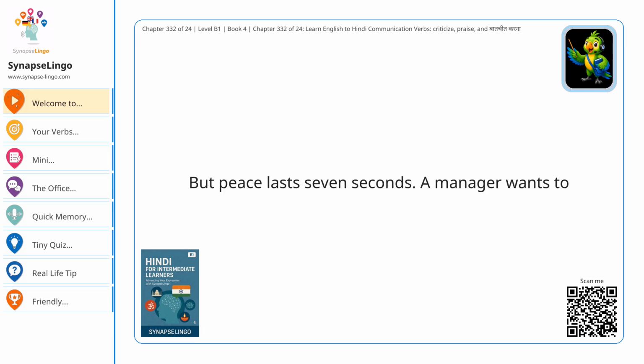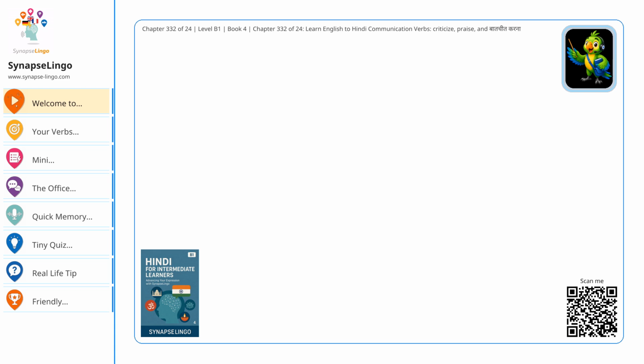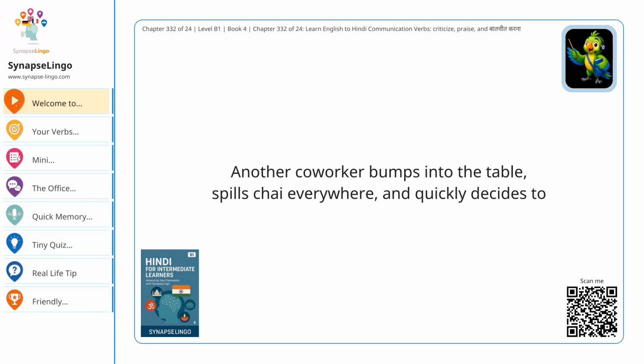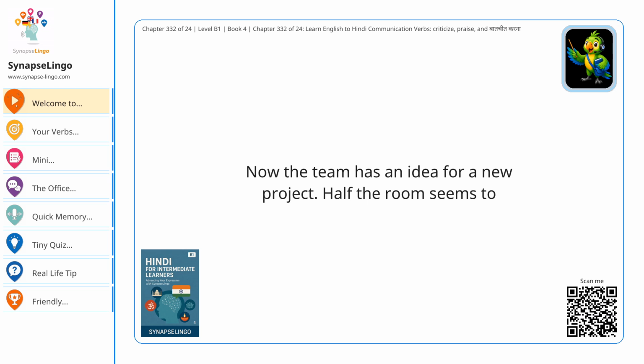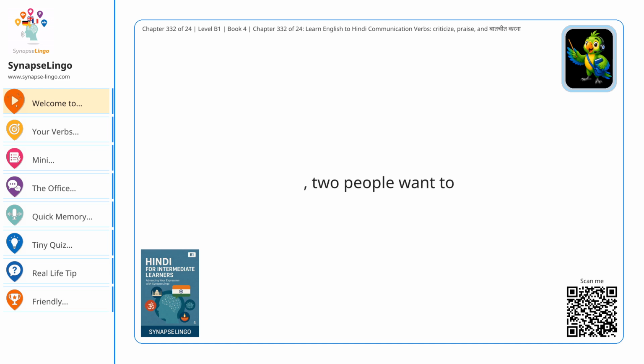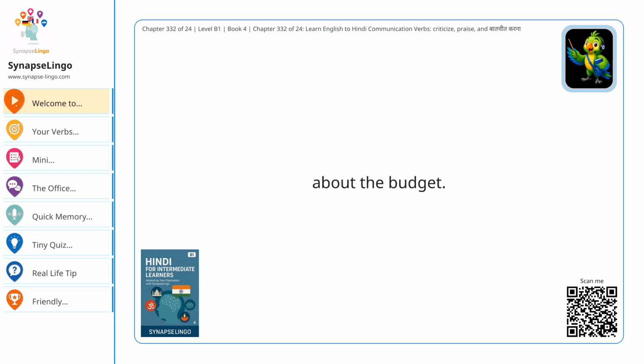A manager wants to शिकायत करना about the air conditioning, the chairs, the coffee, and possibly gravity itself. Another coworker bumps into the table, spills chai everywhere, and quickly decides to माफी मांगना. Good choice. Now the team has an idea for a new project. Half the room seems to सहमत होना. 2 people want to अस्वीकार करना it immediately. 1 brave soul tries to राजी करना the doubters, and the finance department insists they should first बातचीत करना about the budget.